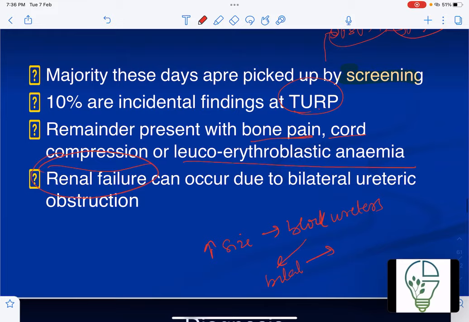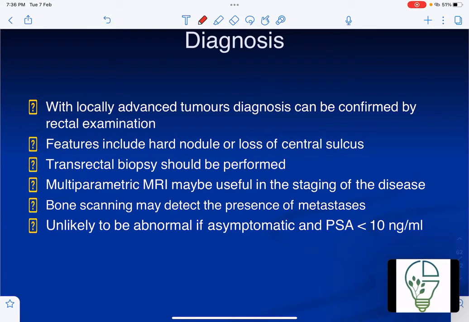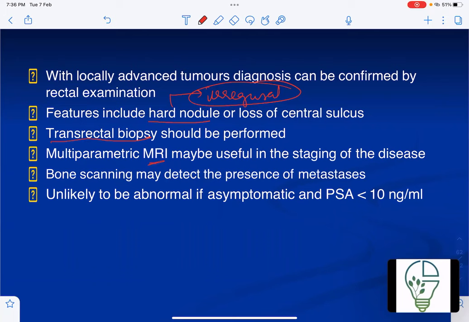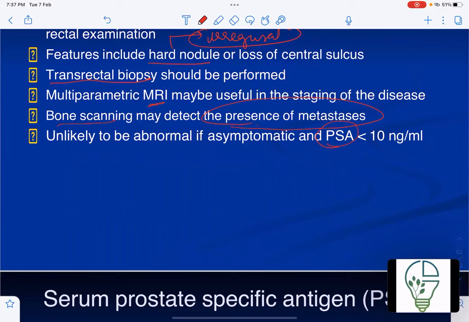The diagnosis is basically confirmed with a rectal examination. The feature is a hard nodule, but the difference between this and BPH is that it is irregular and the borders don't feel defined, right? To confirm the diagnosis, we can do a transrectal biopsy. We can also use MRI to figure out the stage, and we can do a bone scan to know the presence of any metastasis, because even though hematogenous spread is less common, it's not unlikely. And we make sure we do a PSA level, and a PSA of more than 10 is suggestive as well.